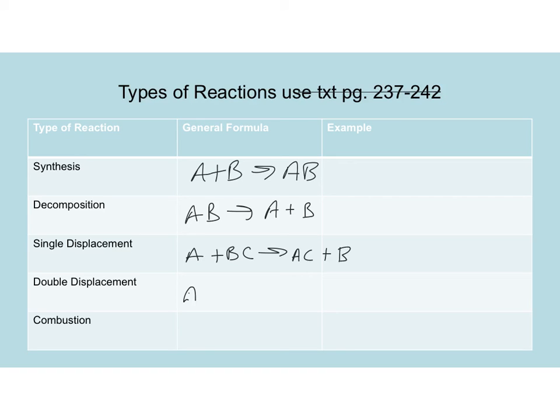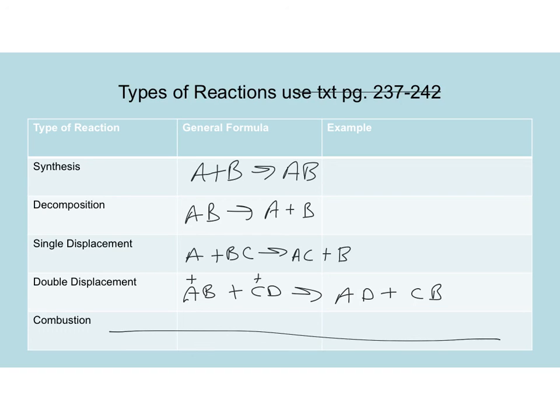Double displacement, we're going to go AB plus CD. So these are my two reactions. Okay. And if this is positive and this is positive, they're going to switch spots, and I'm going to get AD plus CB. Okay. And don't worry about combustion. We'll talk about that in grade 11.